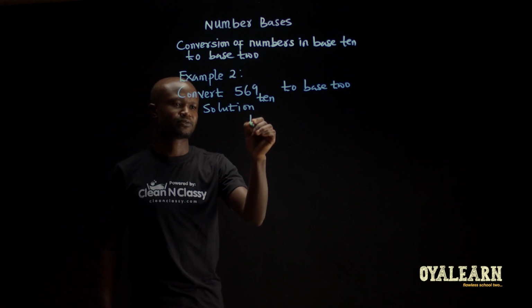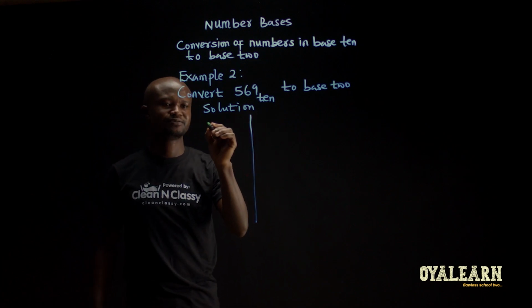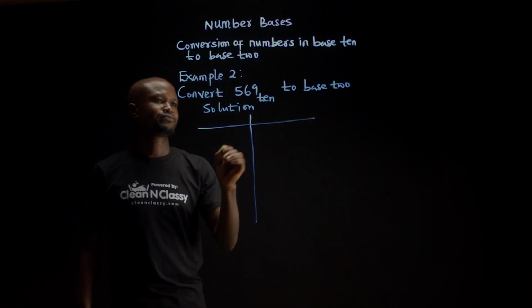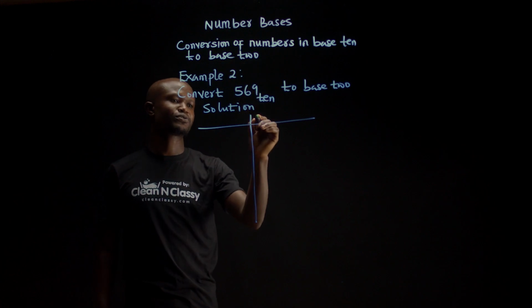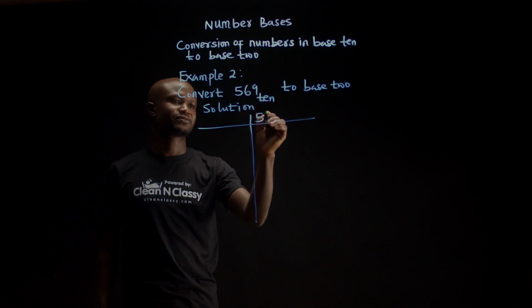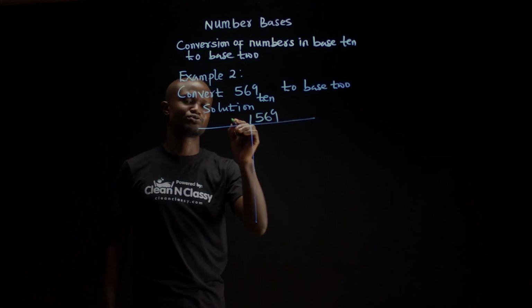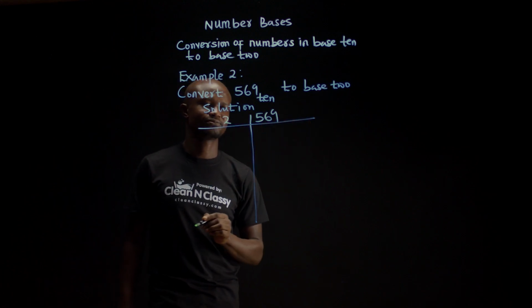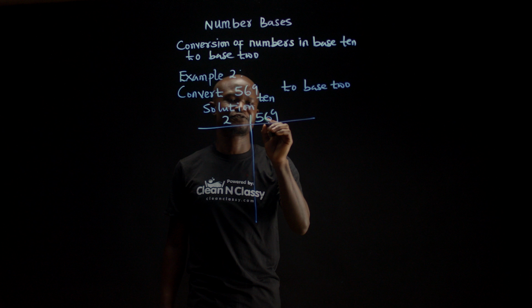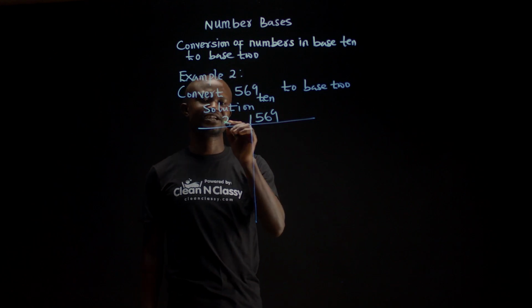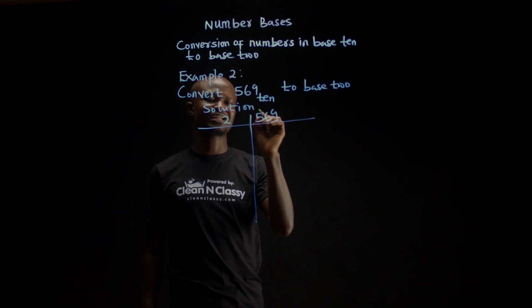Now, draw the table again. The number that we are supposed to convert, 569, to what base? Base 2. We write the base here also. Now we start. 569 divided by 2. You can start like this.